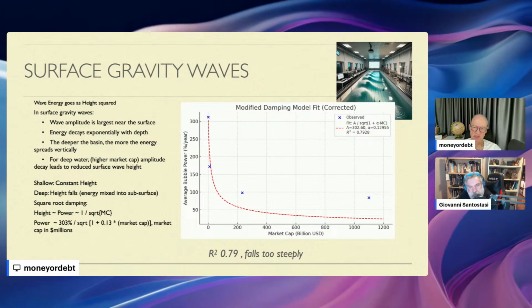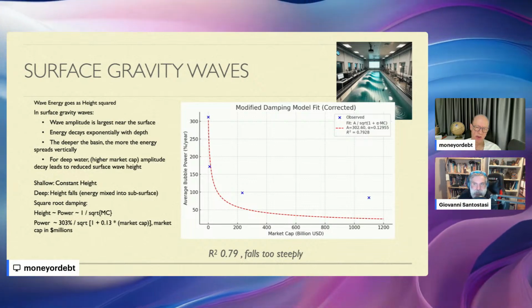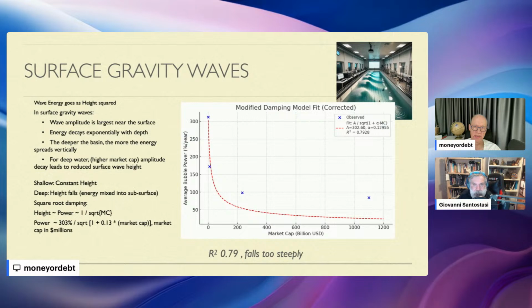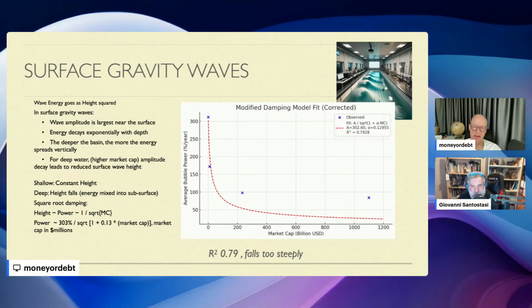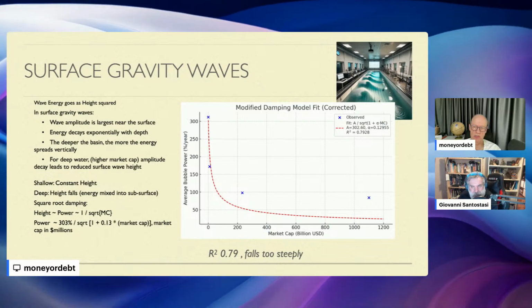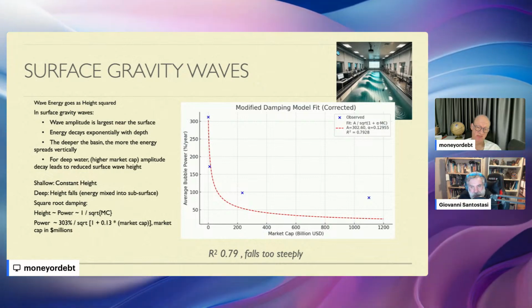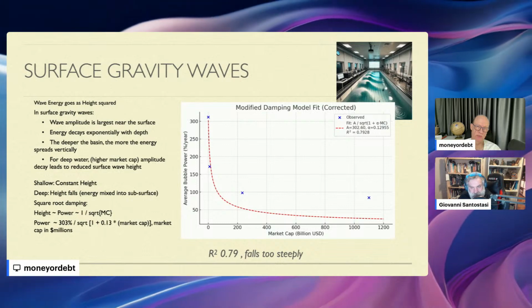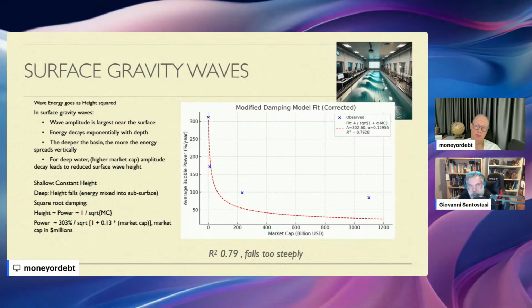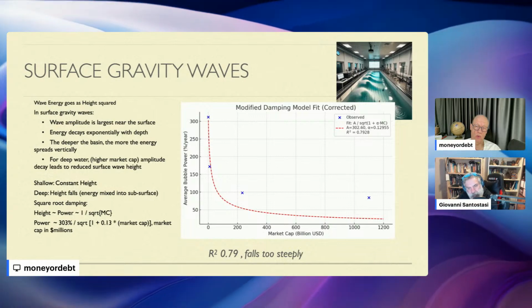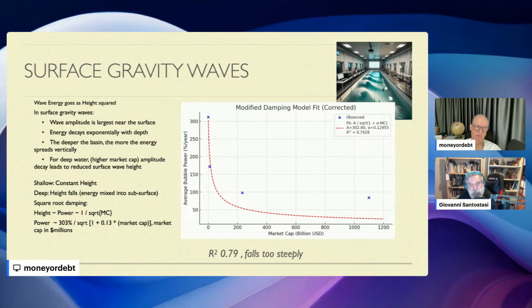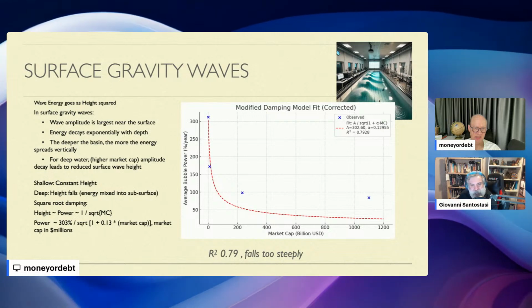And you have this relationship where the height of the wave is an analogy with the power in the bubble, and that the analogy would say 1 over the square root of the market cap. And so the best fit had power, as I use percentages here in the bubbles, 300% divided by the square root of 1 plus a market cap term with some fitted constant. And that's the red dash line.